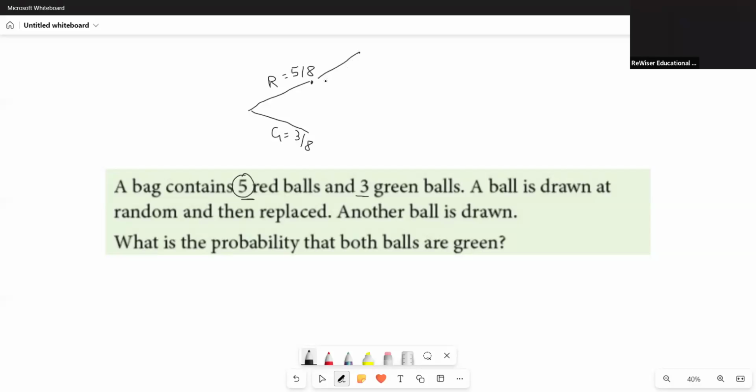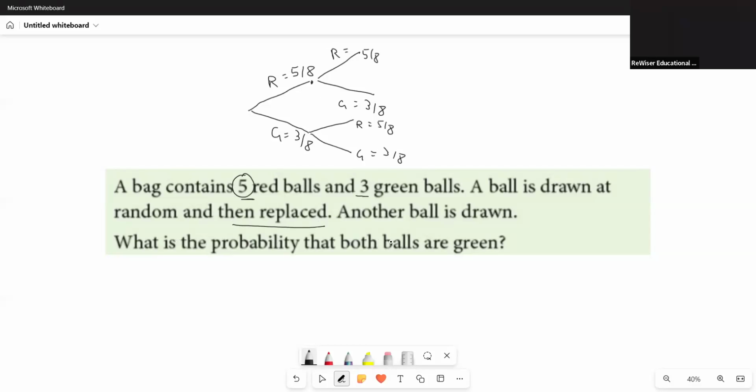Again, the second event will have 2 branches. It can be red or green, and since the ball is replaced, the total set will not change. So this is again red equals 5 by 8 and green equals 3 by 8. Again, it will have 2 branches. For red, it will be 5 by 8, and for green, it will be 3 by 8 again.